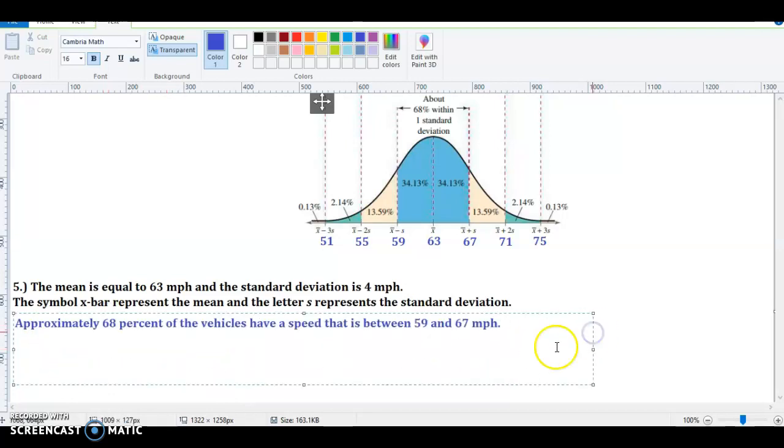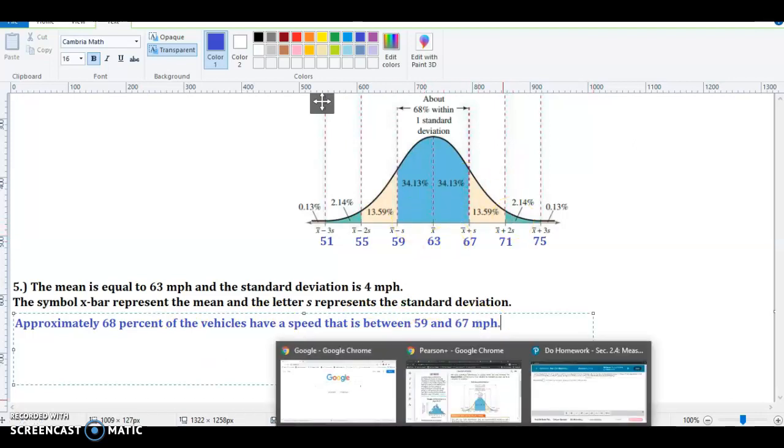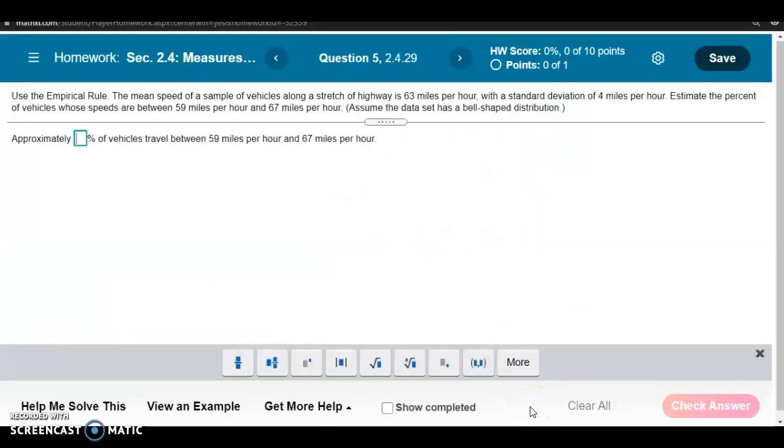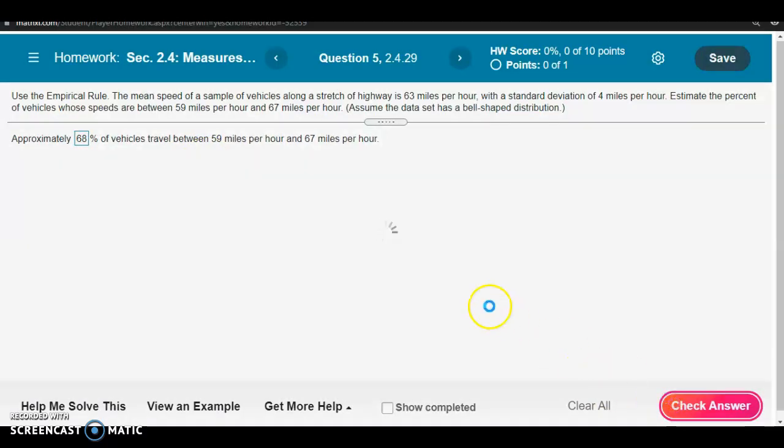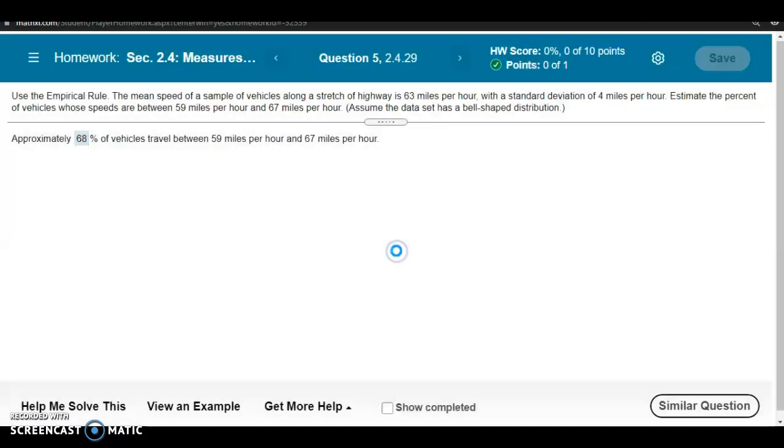So we don't need to write our answer, but I'm writing out the answer for clarity. So this is what the 68% represents. It's the percentage of vehicles whose speed is between 59 and 67 miles per hour, according to the empirical rule. So our answer is going to be approximately 68%. All right, let's go ahead and look at the next question.